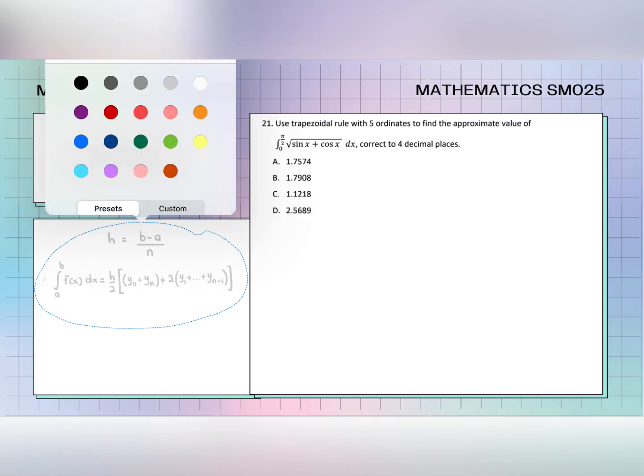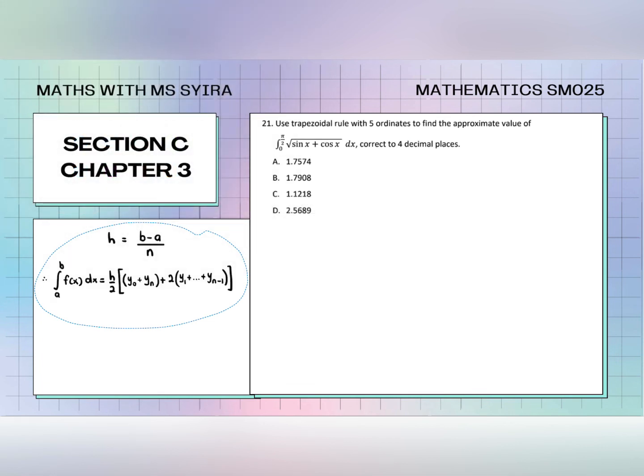Saya terus tunjuklah apa formula dia. Sebab apa dekat sini kita perlukan trapezoidal rule. Okay, and 5 ordinates. 5 ordinates maksudnya n kamu akan sama dengan 4. Okay, so kat sini dia dah beritahu n sama dengan 4. So h akan sama dengan b, pi over 2 minus 0 over 4. Okay, kamu akan dapat pi over 8. 2 bagi 4 akan dapat 8. Alright, so dia minta correct to 4 decimal places.